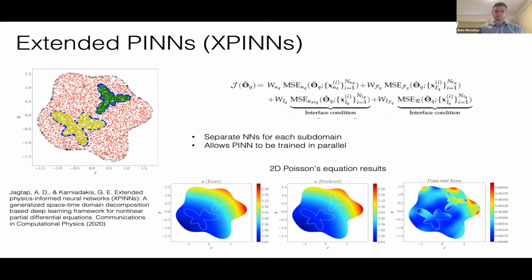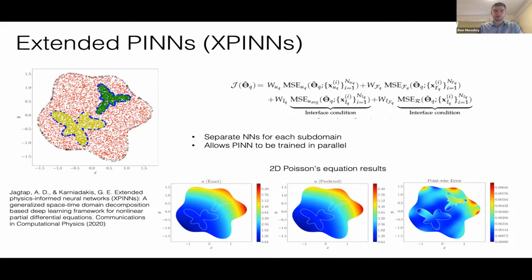And the way they did that is to have a separate neural network in each of these subdomains, and then have separate terms in the loss function, which made sure that the separate neural networks' solutions matched across the interface boundaries. Because whenever you do a domain decomposition technique for solving differential equations, the different subdomains have to have a way to communicate their solutions across their boundaries. And so putting it into a loss function like this is one way to do it.